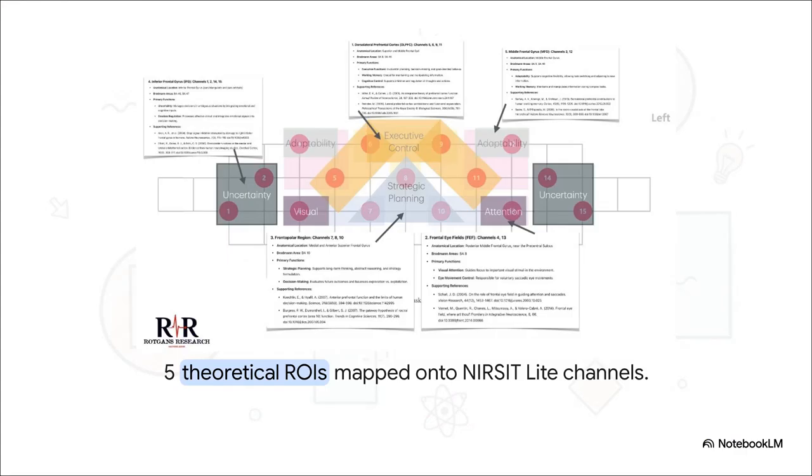Now that we've got the cognitive theories locked down, how does this actually apply to our hardware? Well, this brilliantly illustrates that translation from theory to operational reality. You can see how those 5 theoretical ROIs map directly onto the precise channel layout of the NIRSIT Lite device. It's clustered super logically. Executive control is right there in the center, strategic planning is right below it, and it's flanked by uncertainty processing on the lateral edges. It gives us a highly structured physical map for these abstract cognitive domains.